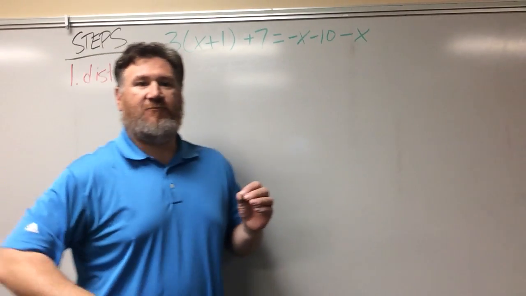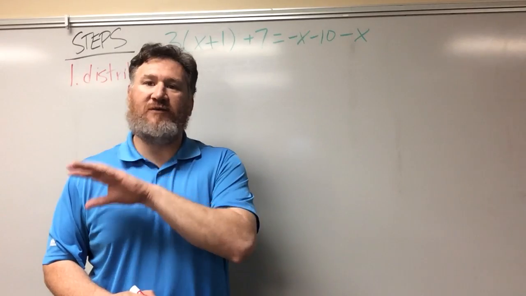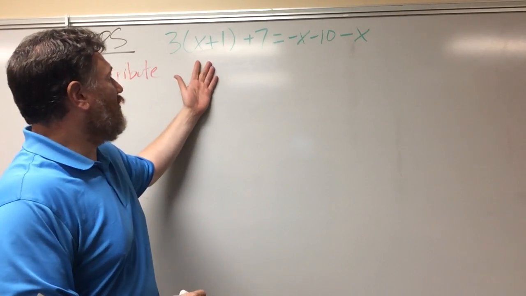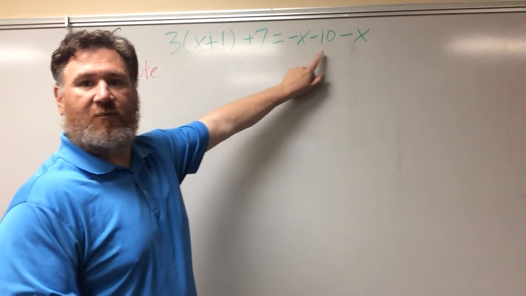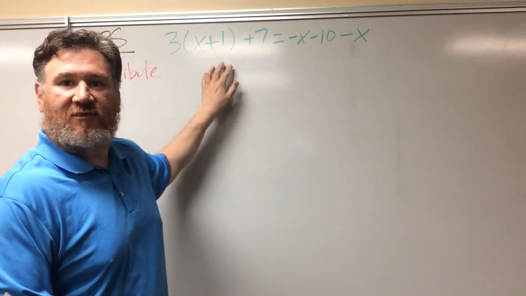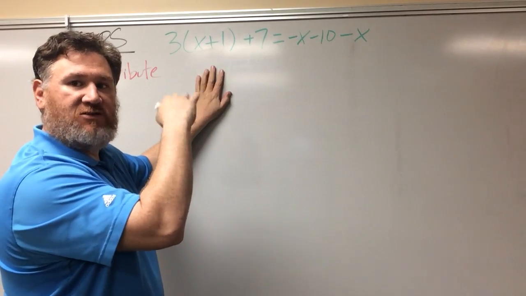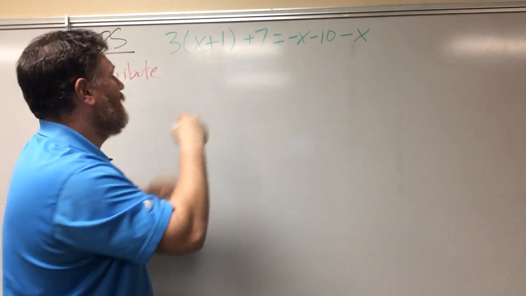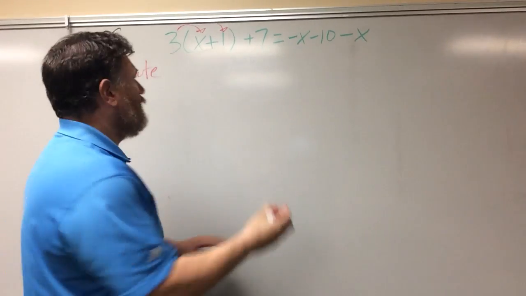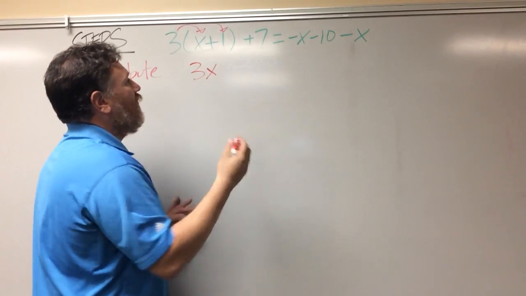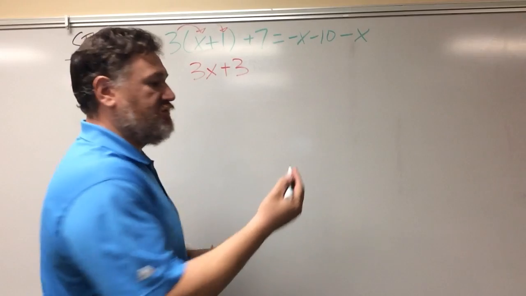I want to multiply everything that's inside the parentheses by whatever number is outside. So in our example, which is 3 times the quantity of x plus 1 plus 7 equals negative x minus 10 minus x, the only parentheses we have are here, the x plus 1. So I'm going to take both of those things, the x and the 1, and multiply each of them by 3 because 3 is the number outside. So 3 times x, 3 times 1. 3 times x will give us 3x. 3 times 1 will give us 3. And since we haven't done anything with the rest of the problem, we just bring those numbers down.